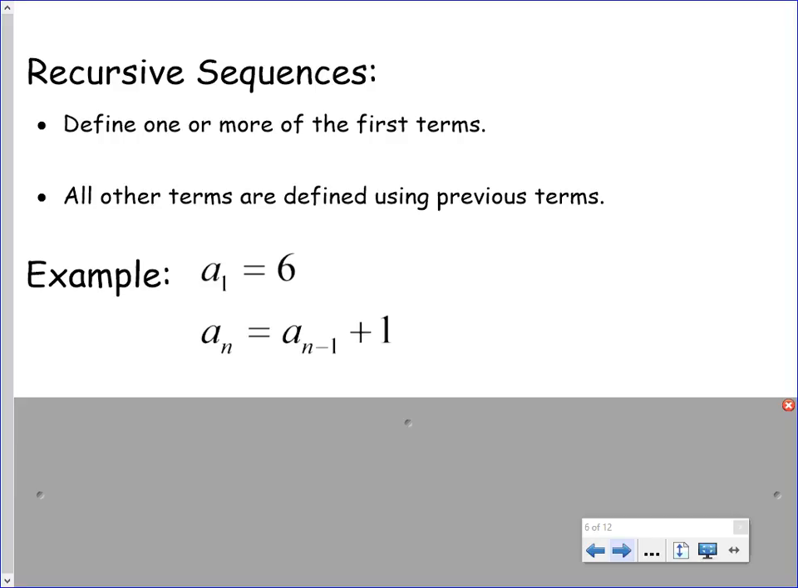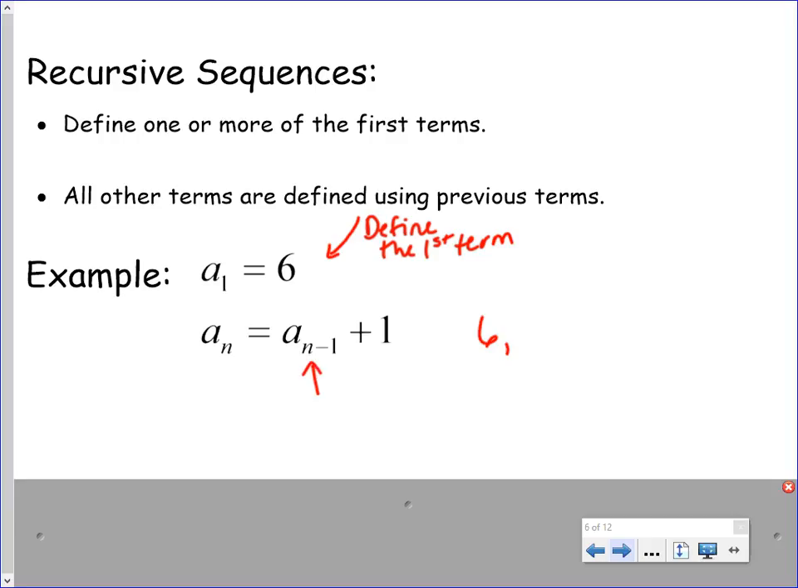Okay. A sub 1 equals 6. Define the first term. So I now know the first term in the sequence is 6. Okay. All other terms are being identified in terms of the previous term. Okay, so A sub n is being defined in terms of A sub n minus 1, where n minus 1 is just the term before n.